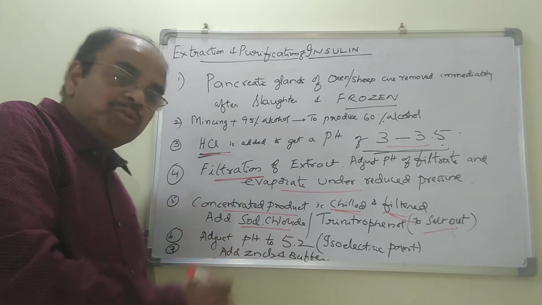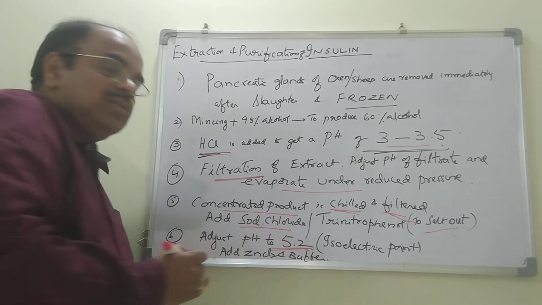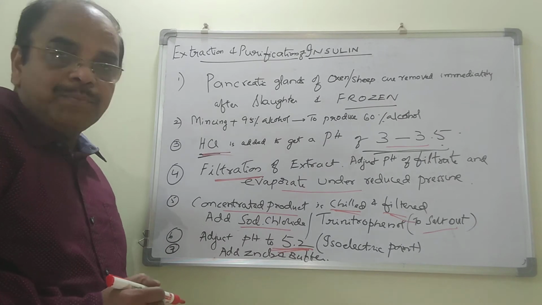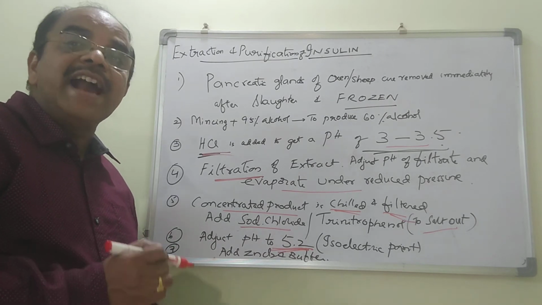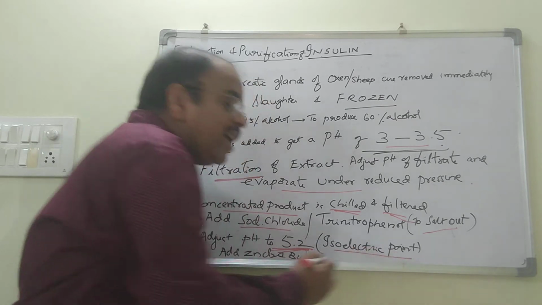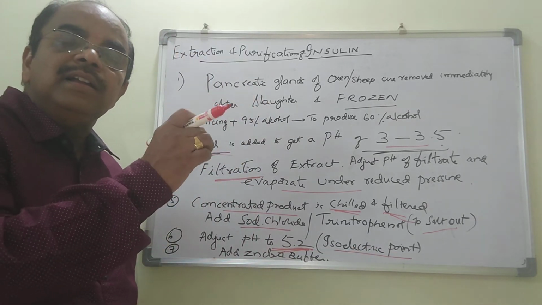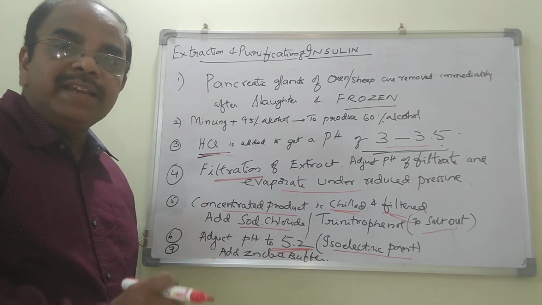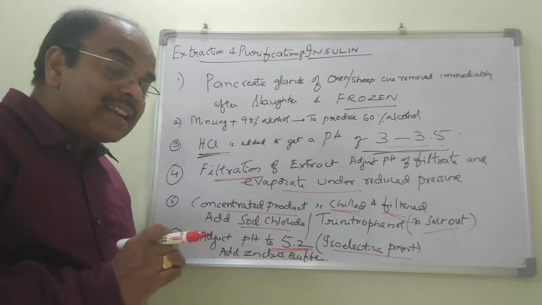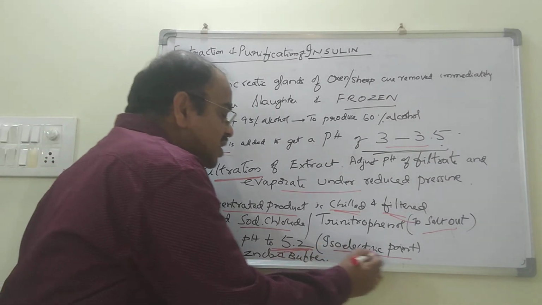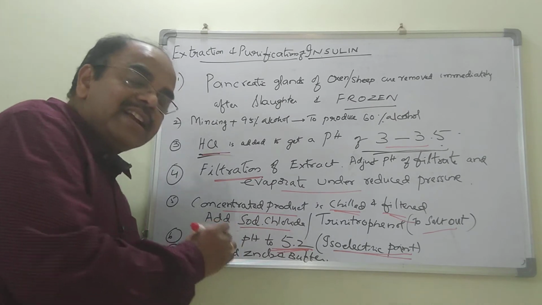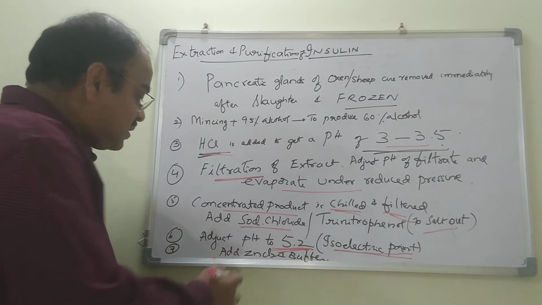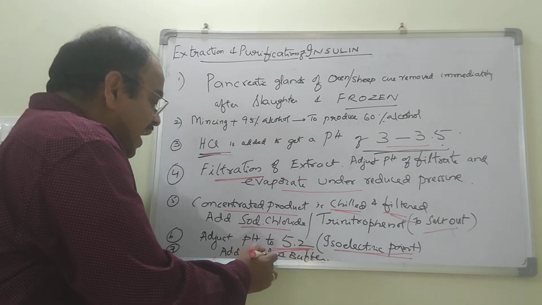In the next step, you add a suitable acid and adjust the pH to 5.2. Why 5.2? It's the isoelectric point. What do you mean by isoelectric point? The pH at which it is electrically neutral. Adjust to the isoelectric point so that insulin gets precipitated here, dissolve it in water, and add the buffer and zinc chloride.